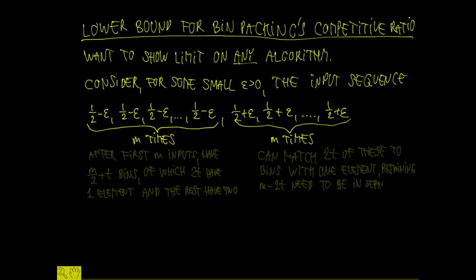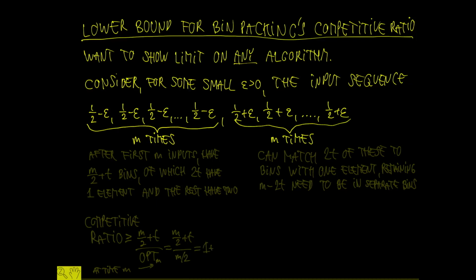So now let's consider the competitive ratio after the first phase. After the first phase, we compare m/2 plus t, which is the number of bins that we use, with the optimal number of bins after the first phase, which is m/2, since we can pack the elements 2 by 2. Let opt m denote the optimum if we just consider the first m items. If we work this out, it becomes 1 plus 2t over m.